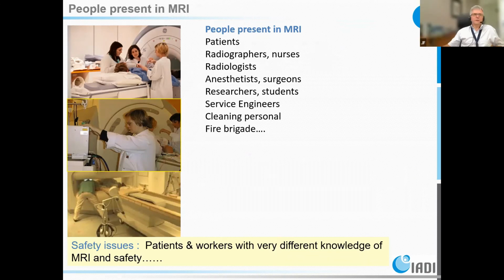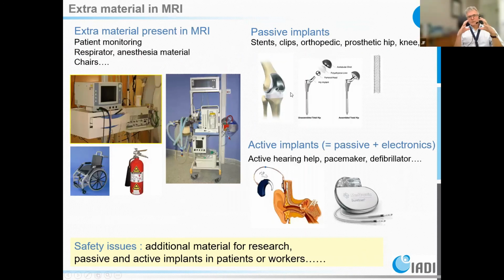If you are working in MRI, a lot of people are working in MRI: you as researchers, but also patients, radiographers, nurses, fire brigade, whatever. You have to know more or less what I will mention in the next slide. So just to start about safety. Again, I will give you more information in one hour next time, but the idea here is that in MRI, you bring a lot of extra material.